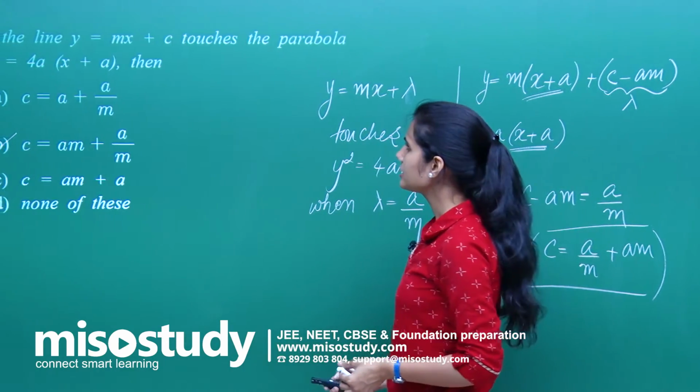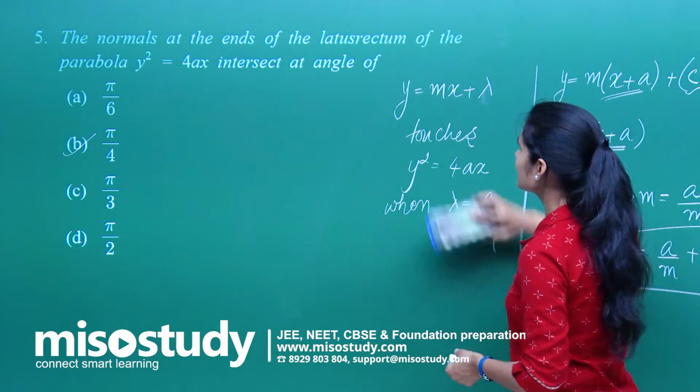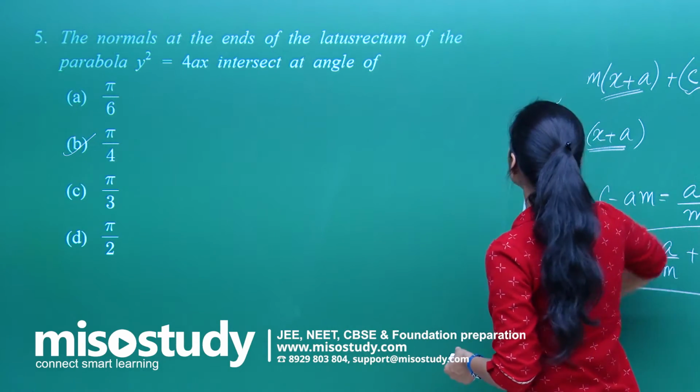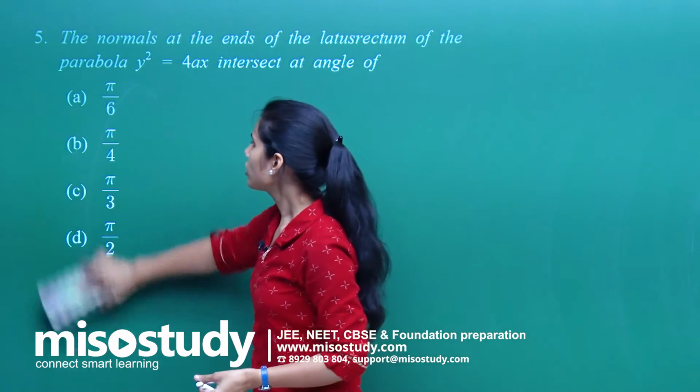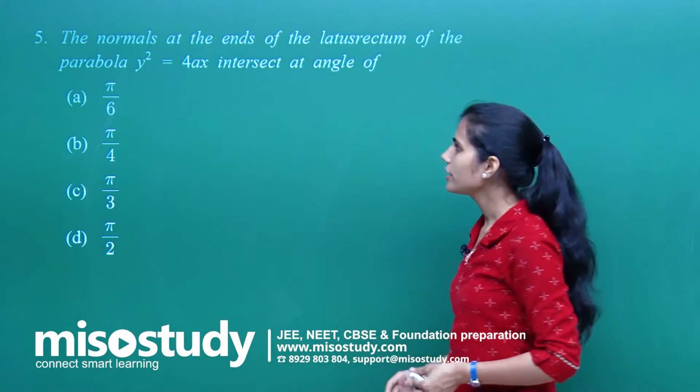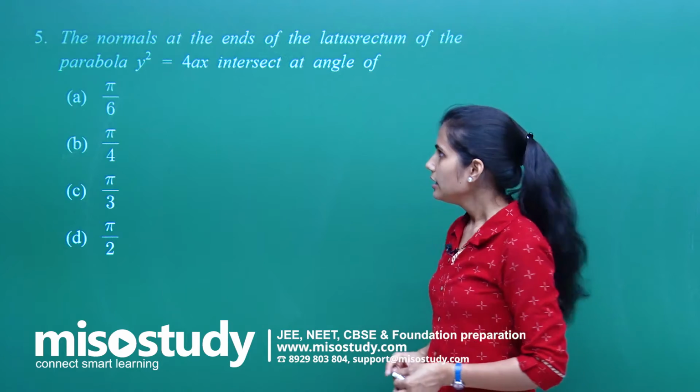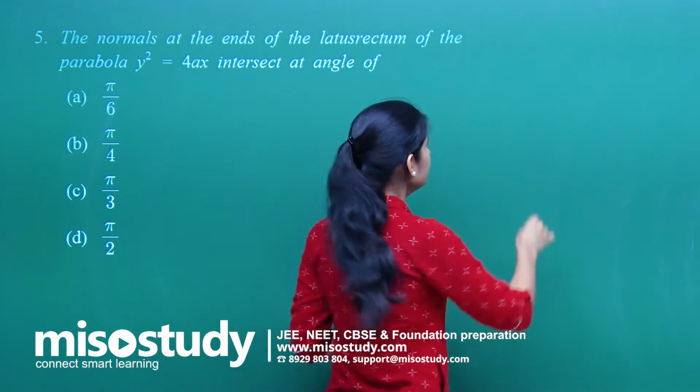Next question says what? It says that the normals at the ends of the latus rectum of this parabola intersect at an angle of what? Let's try to find this out. If I talk about this parabola y square equals 4x, the latus rectum, what are the endpoints of the latus rectum?